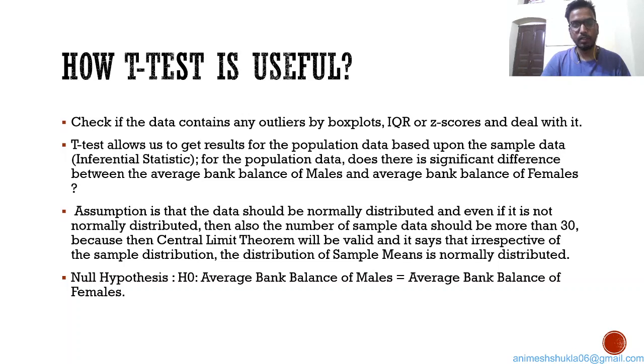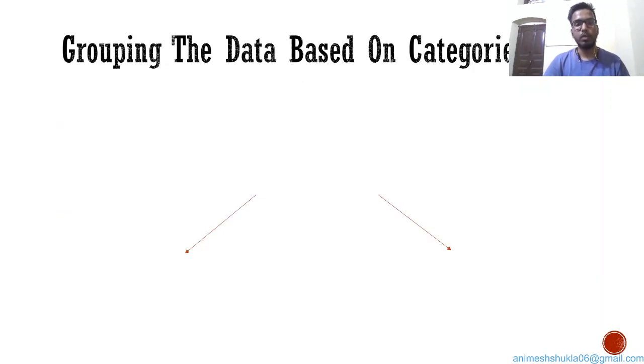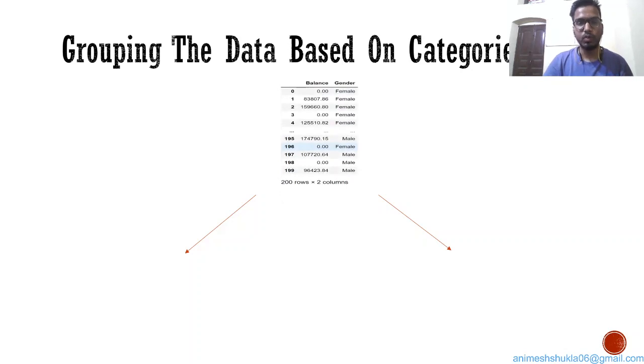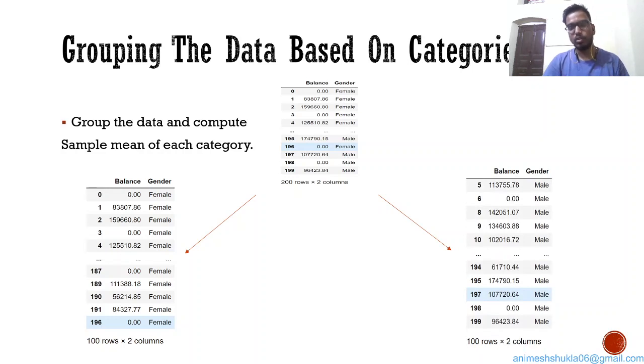Now after understanding this, we choose our null hypothesis, which is that the average bank balance of males and females is equal to each other, whereas the alternate hypothesis suggests that the average bank balance of males and females are different. Now we simply need to group the data based upon gender. So we have this original data, and on the left side we have the data of those customers which are female, and the data of those customers which are male.